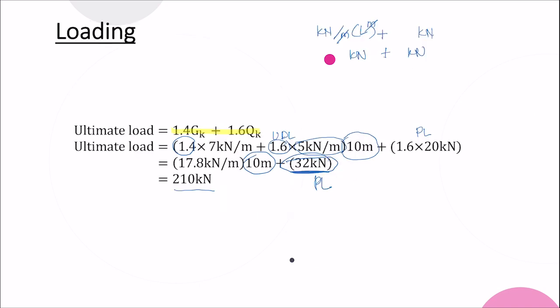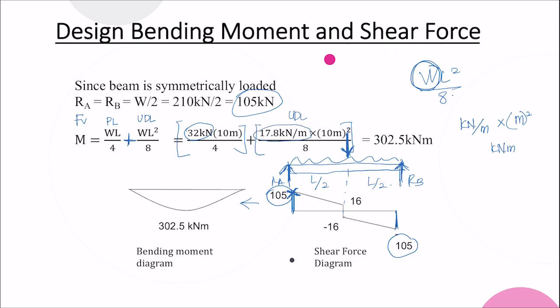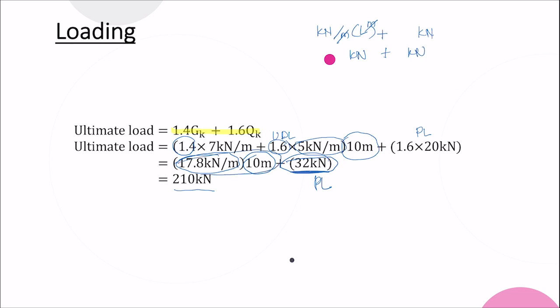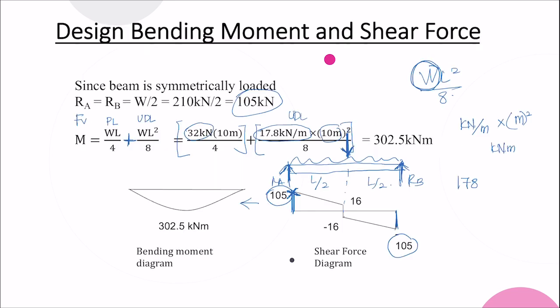Okay, in this case, if you take 17.8 like I did here, then you square it here. But if you have already calculated directly and got 178 kilonewton, meaning you already multiplied by 10 meters when you calculated the loading for UDL, then you don't square it, you just multiply by 10 meters. So that is WL over 8. Actually, the value will be the same.